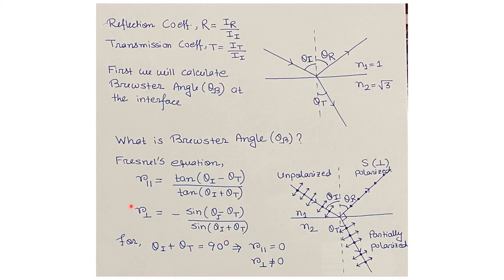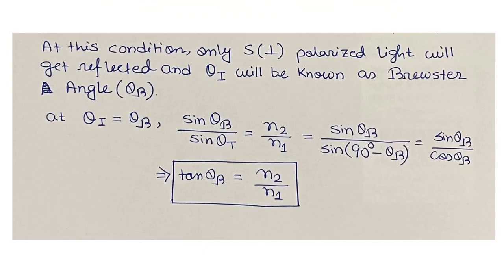Now if we look into these relations carefully, we can see for the first relation, if theta I plus theta t is 90 degrees, then tan of theta I plus theta t is infinity. So effectively we will get R parallel equals 0. But for this condition theta I plus theta t equals 90 degrees, R perpendicular is not equal to 0. So from this condition we can get the estimation of Brewster angle. Under the condition of theta I plus theta t equals 90 degrees, only the S polarized light, that is the light with electric field in the perpendicular direction of the plane of incidence, will get reflected, and theta I will be known as Brewster angle.